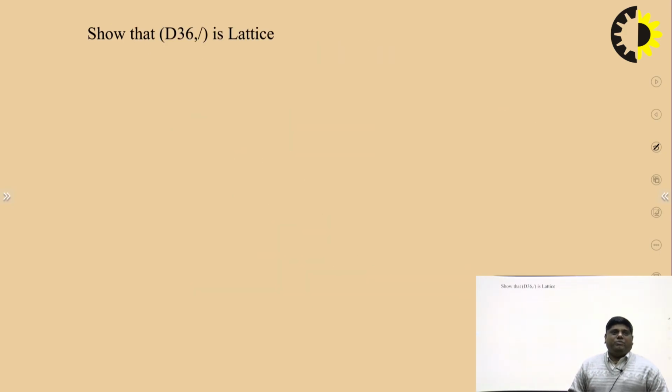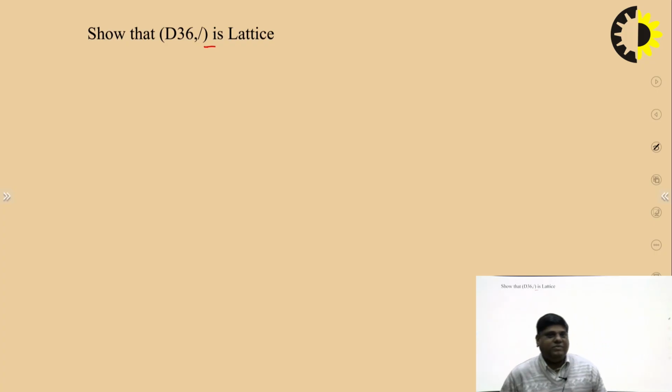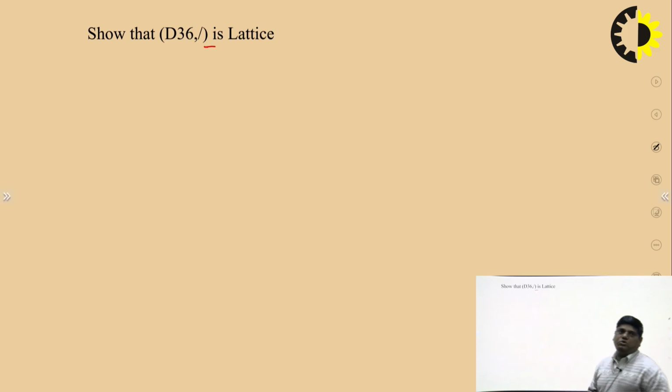And we move to another property, another question of group theory. This is also a very important question which is asked in university examinations. Now, D36 with the division operation, is that a lattice? Now, what is the approach to solve such kind of problem?